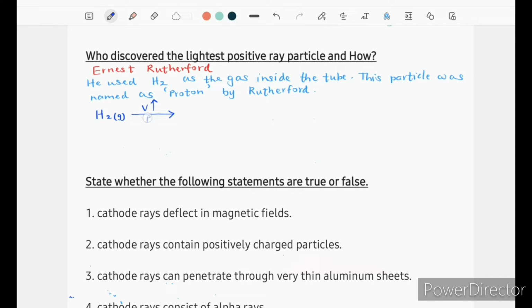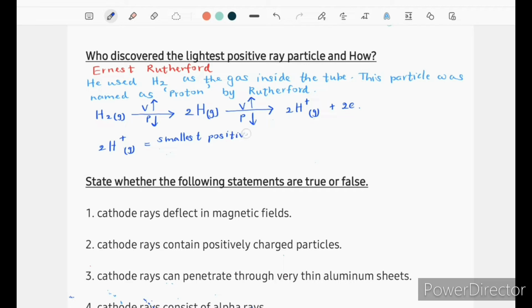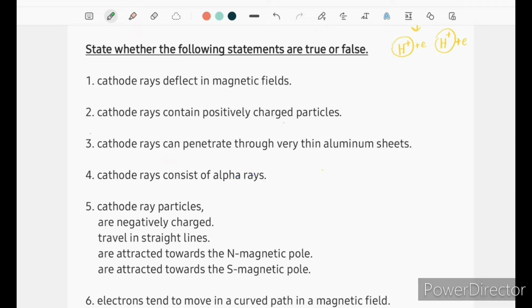When the voltage is increased and pressure is decreased inside the tube, the bond between the two hydrogen atoms of the hydrogen molecule breaks and results in two separate hydrogen atoms. When we further increase the voltage and decrease the pressure, an electron is removed from each hydrogen atom and results in two hydrogen ions. This hydrogen ion formed is considered the smallest positive ray particle. Now let's demonstrate the following procedure using a diagram.